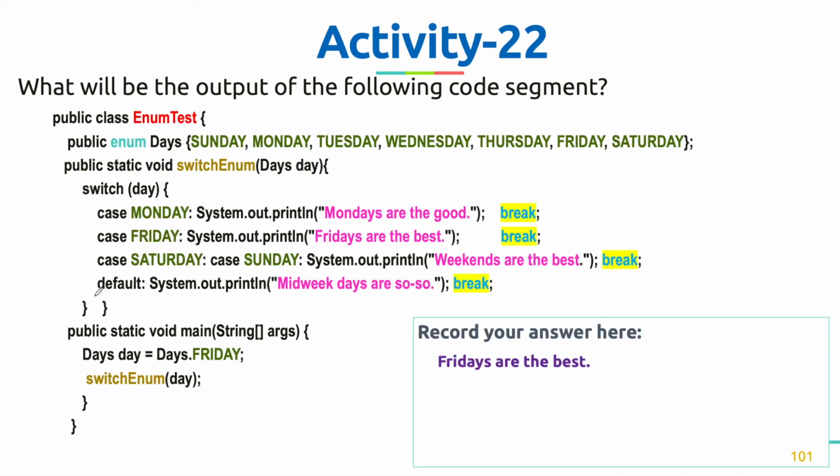Activity 2, again we start with the main method. Day is equal to Friday. We go to the method called switchEnum, and we send the day to that method. And then here in the switch statement, we have Friday as one of the cases, so it will print Fridays are the best. Then because we have a following break, we will get out of the switch statement and the method ended. So we go back to the main, and the main method also ended, so that is our output.